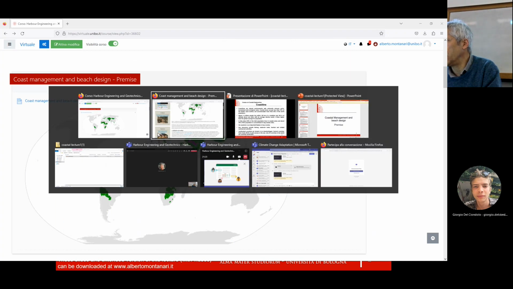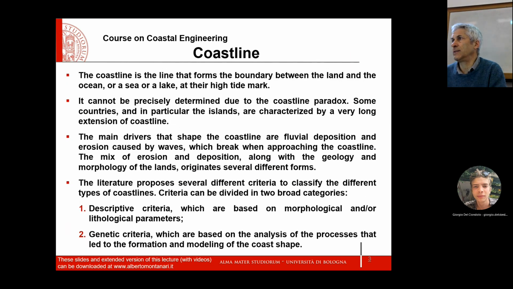Okay, so how can we define then a coastline? It is the boundary between the sea and the land, of course. This is also very perceptional, very straightforward. The coastline is the boundary between the sea and the land, but this boundary is not fixed. So we have to specify also the tide level. Conventionally, we identify the coastline in correspondence of the high tide mark.